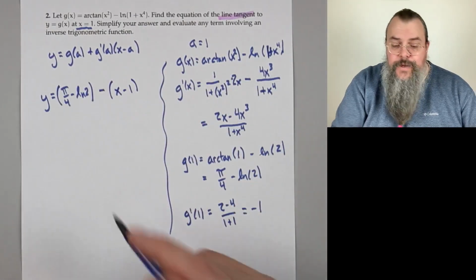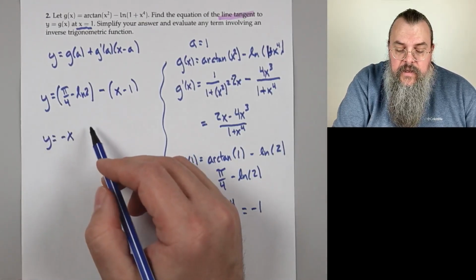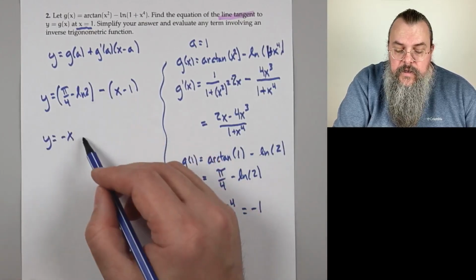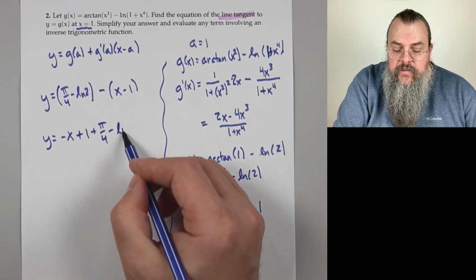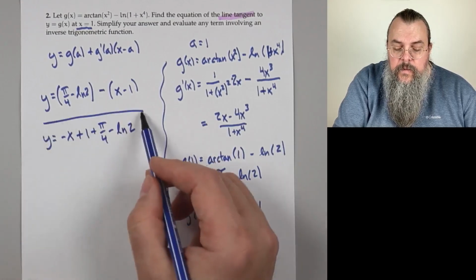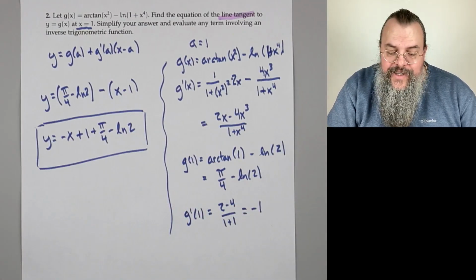And if we wanted to, we can rearrange this. So we could say y equals minus x, and then we could have a plus 1 plus a pi over 4 and a minus natural log 2. And there we go, our tangent line.